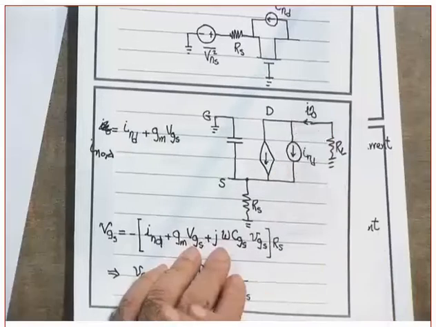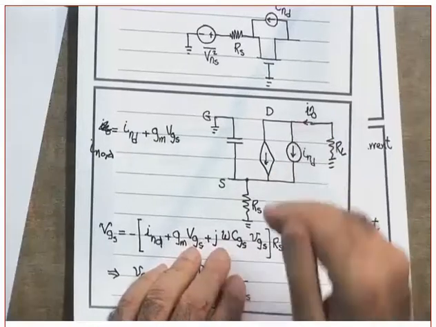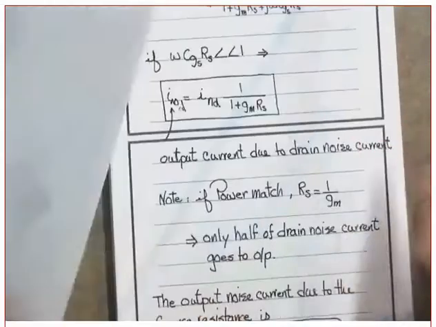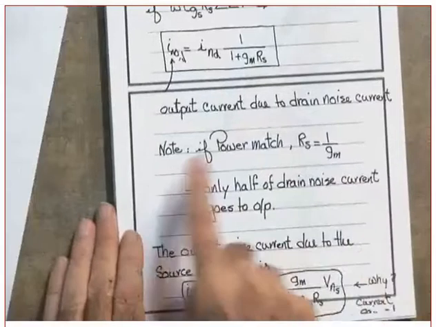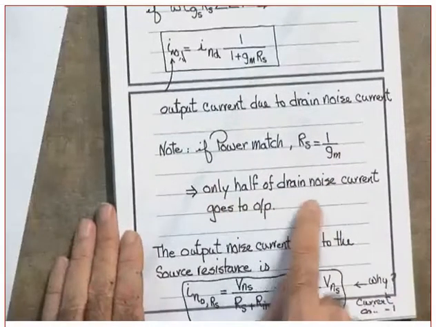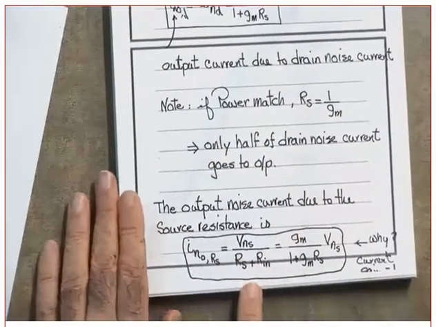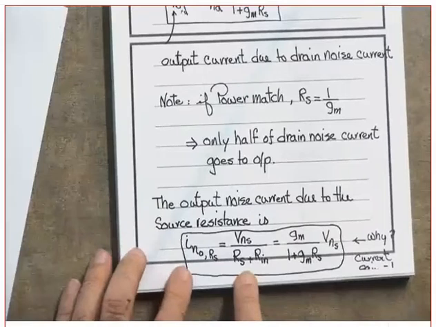is going to the load. This is a noise analysis. Did you get this or not? Half of it is going to go to the load. Clear? Okay. So if power match, again, RS, only half of the drain noise current goes to the output. Explain to me, where did this come from? Can you explain this one to me?